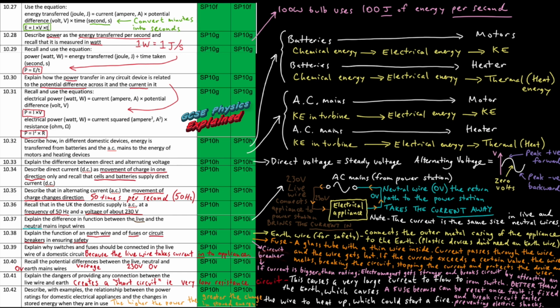Right, a circuit breaker. Well, it's a bit like a fuse, but it's got an electromagnet in. So once again, if the current is bigger than the rating of the circuit breaker, so you can get circuit breakers that might be 1 amp, 5 amp, 13 amps.